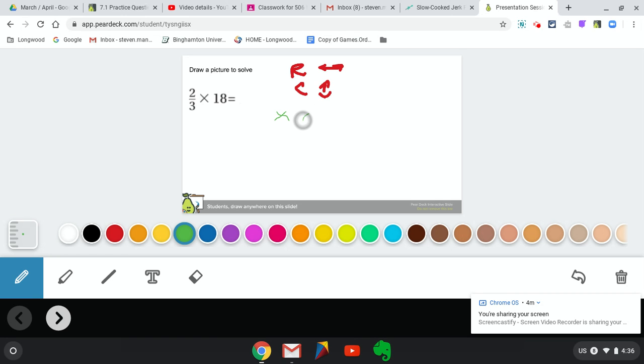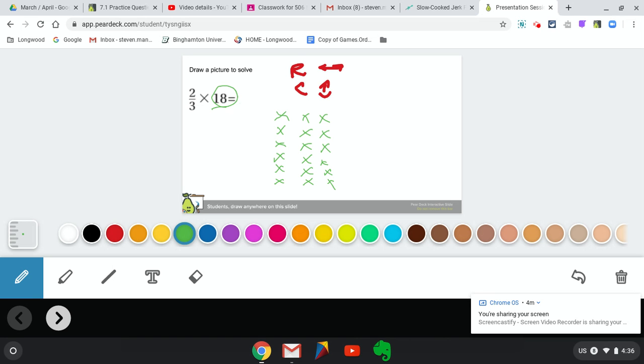So 1, 2, 3. And then we were going to fill in X's until we had 18, because that's the whole number we had, 18. So I have 3, here's 4, 5, 6, 7, 8, 9, 10, 11, 12, 13, 14, 15, 16, 17, and 18. So there are my 18 X's, right?